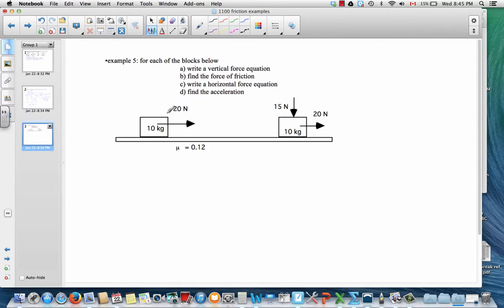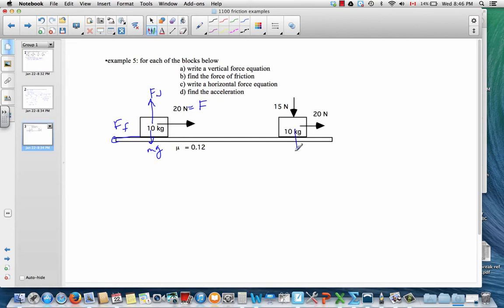So in each case, we want to draw the force diagram. Well, there's a weight force, mg. There's the surface pushing up. That's called normal force. We're pulling the block to the right. That's like an applied force, F. And then there's going to be a force of friction that resists that sliding.